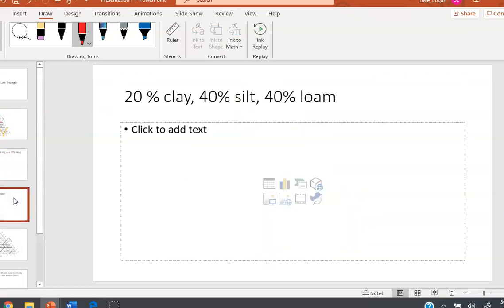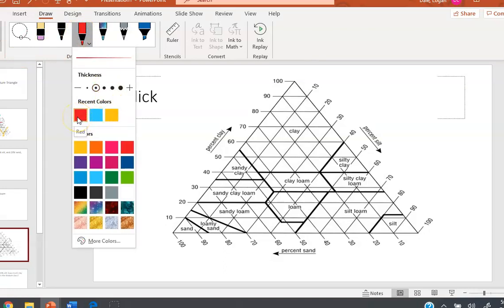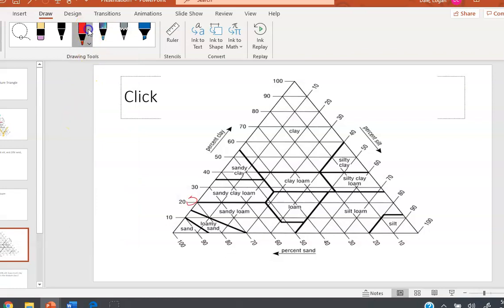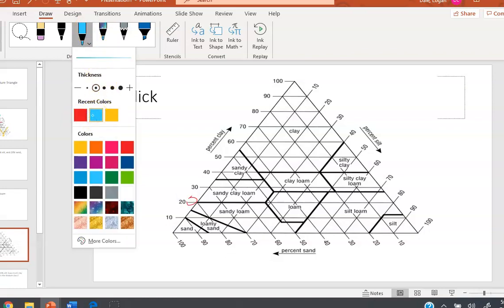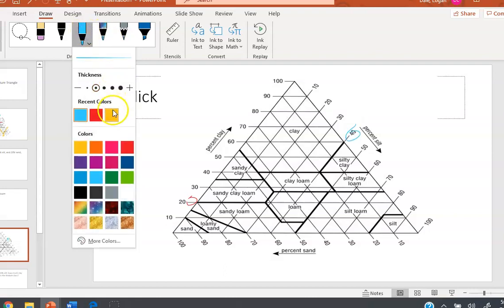Now we're going to go to our next problem. If you have 20% clay, 40% silt, I said loam, excuse me, I meant 40% sand. So if you have 20% clay, we're going to make a dot like we just did. Then we're going to go to our 40% silt, dot there, and go to our sand. We have 40% sand.